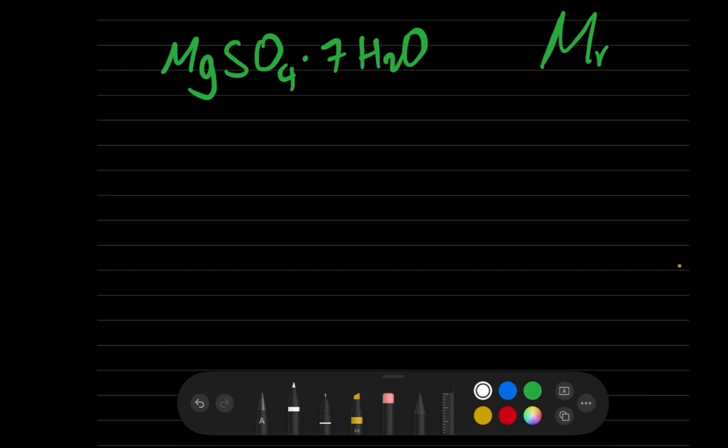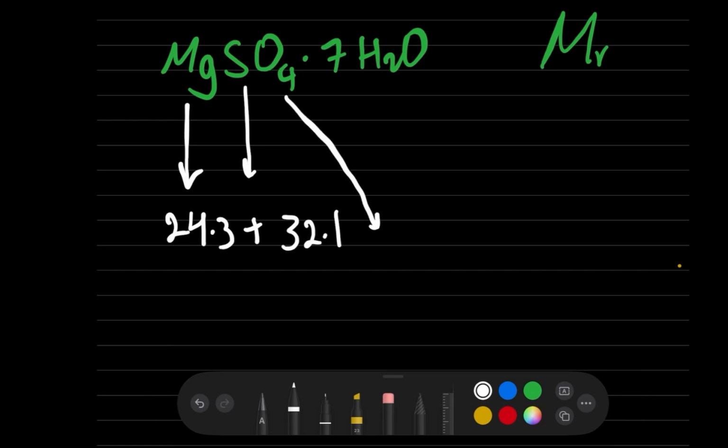The first step is looking at the Mg. From the periodic table, it equals 24.3. All right, for sulfur, we can say plus, sulfur is equal to 32.1. How many oxygen do you have here? We have 4 oxygen atoms, and they're multiplied by their atomic masses, and then say plus.